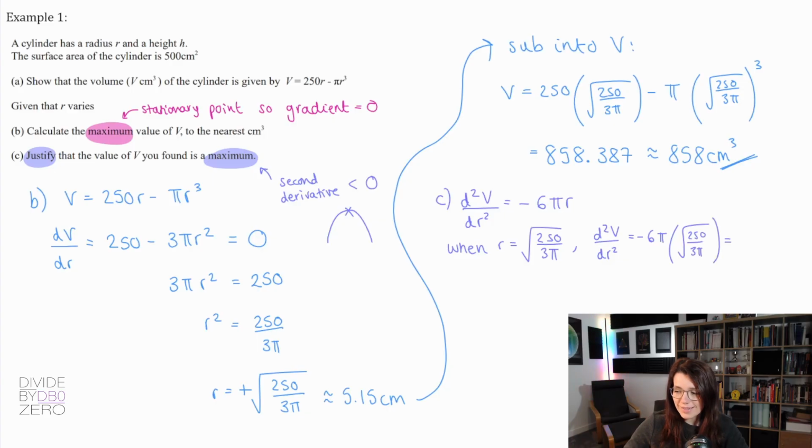Typing that in, you get negative 97.1, which is in fact less than 0. Therefore, you've justified that it's a maximum. And that's it.